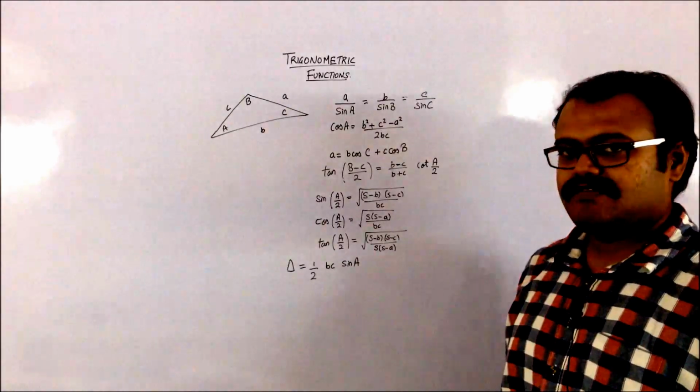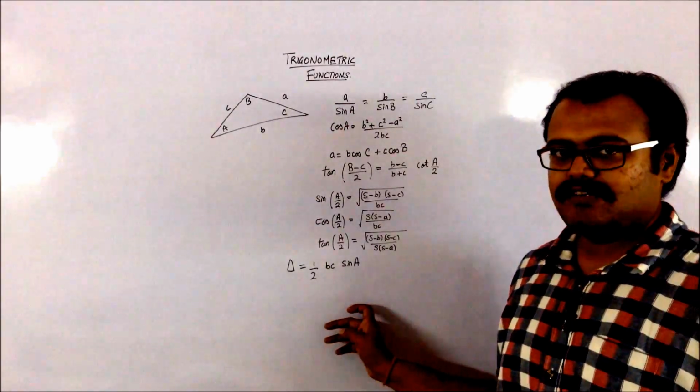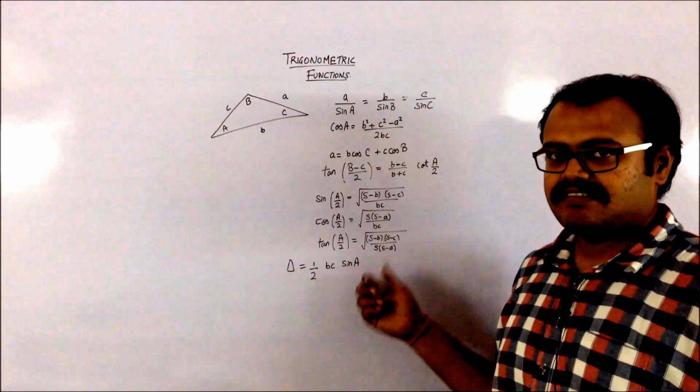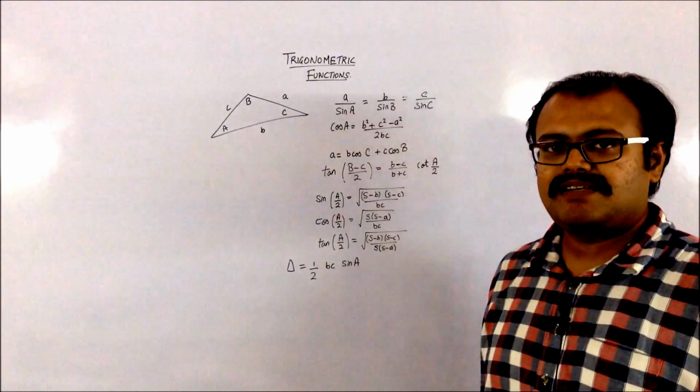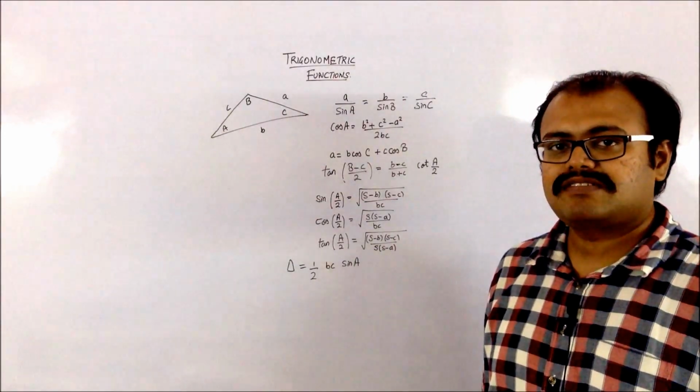And this is the formula for the area of a triangle, which is half into bc sine A. So you can have all the combinations like ab sine C and all that. So these are the formulas which you have to remember in this particular topic. Let us see the problems based on this.